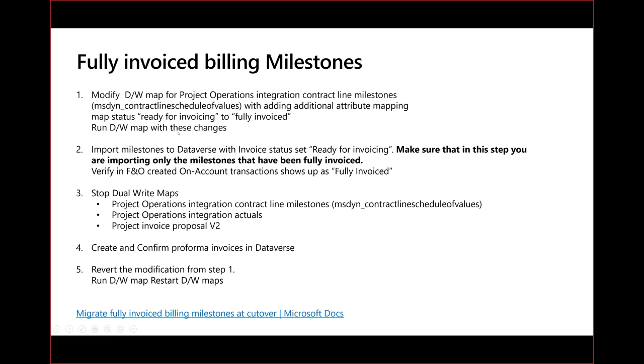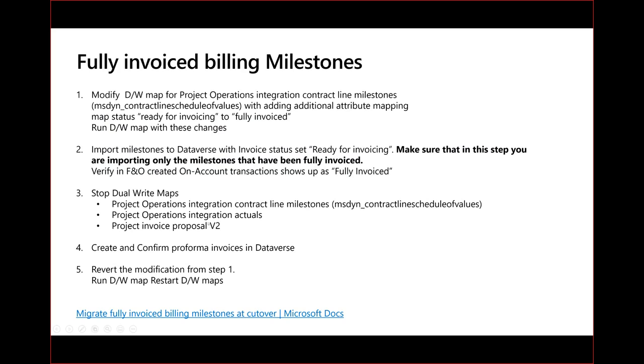So at that moment, once we have created that special map, we're going to import the milestones with a status of ready for invoicing. And of course, we can only import now the milestones that have been fully invoiced. At that moment, we will see in finance and operations that they will appear as fully invoiced on our on-account transactions. Then we're going to stop the dual write maps for contract line milestones, for integration actuals, and for invoice proposals. And basically, we're going to create and confirm pro forma invoices in Dataverse.